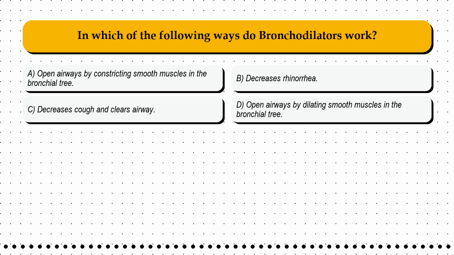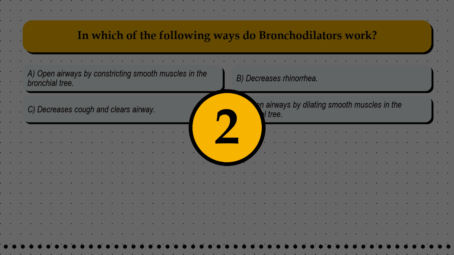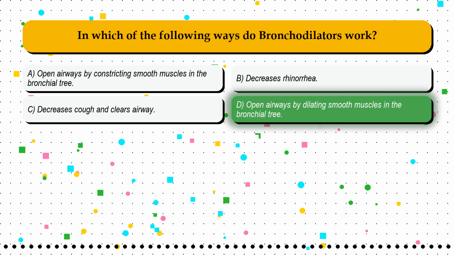Question 241. In which of the following ways do bronchodilators work? Option A, open airways by constricting smooth muscles in the bronchial tree. Option B, decreases rhinorrhea. Option C, decreases cough and clears airway. Option D, open airways by dilating smooth muscles in the bronchial tree. The correct answer is option D, open airways by dilating smooth muscles in the bronchial tree.